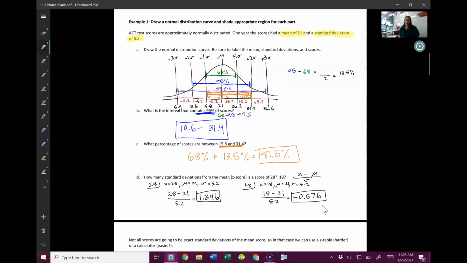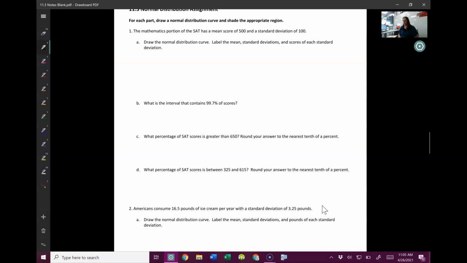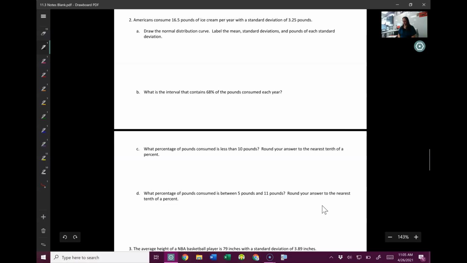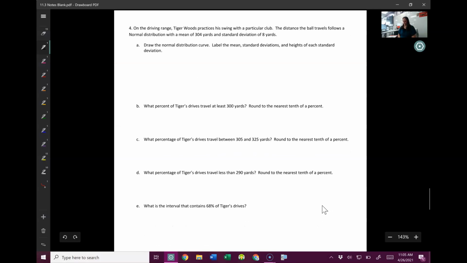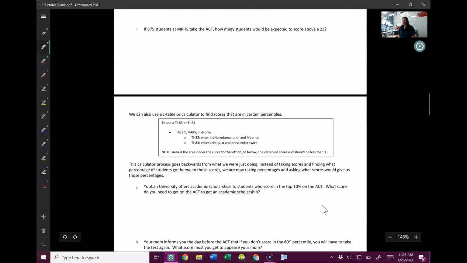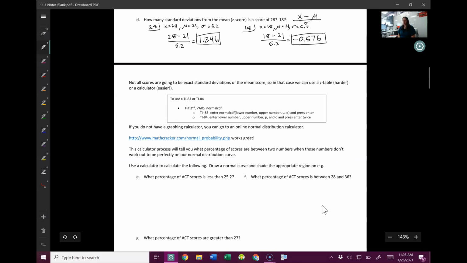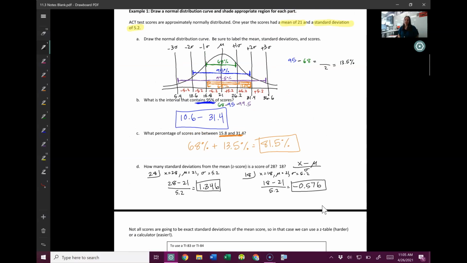That's very similar to what you have to do on your homework. Your homework, just so you know, is questions 1 through 4. So 1, there's 2, there's 3, there's 4. So, yes, all of it. Now, there are a couple other problems on your homework that you cannot do by hand where we have to use a calculator. So we're going to talk about how to do that in the next video.